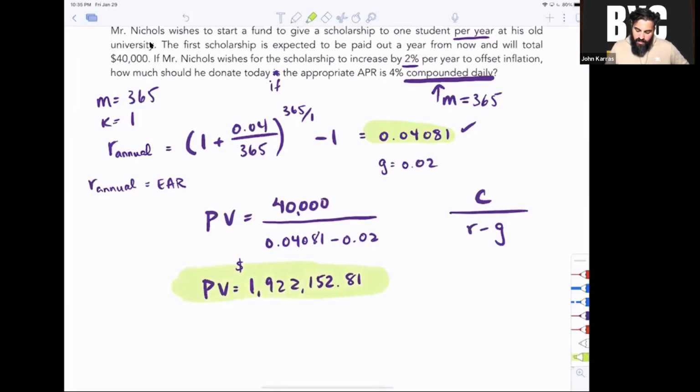So what this is telling me is if this person gives the school $1,922,000 today, then for the rest of time, there's always going to be money to give a student a scholarship. And every year that scholarship will increase by 2%. The money will never run out.